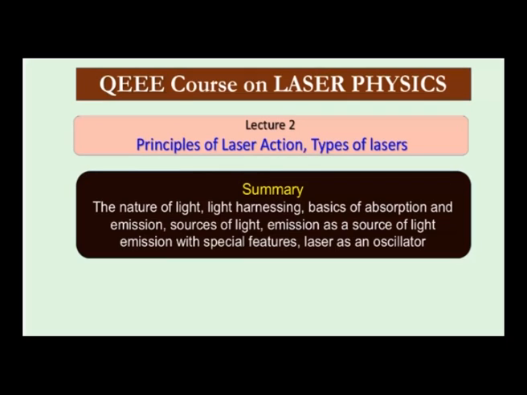In the first lecture, we looked at an introduction to light and lasers, mainly light, and a few words about how laser is different. That's where we left. We talked about the nature of light, how light originates, the basic process of absorption and emission, which are crucial to any light source, including laser. We looked at the sources of light and laser as a source of light emission with special features, and laser as an oscillator. This is what we have seen yesterday.